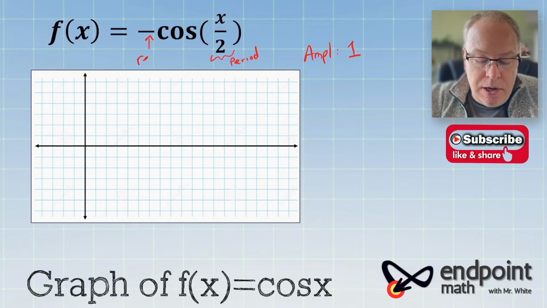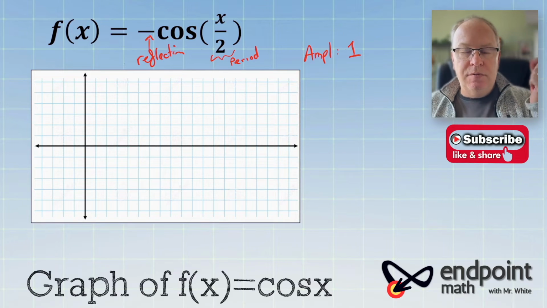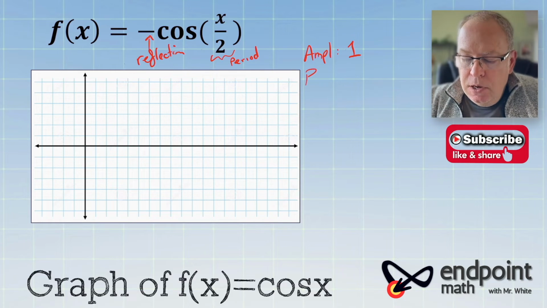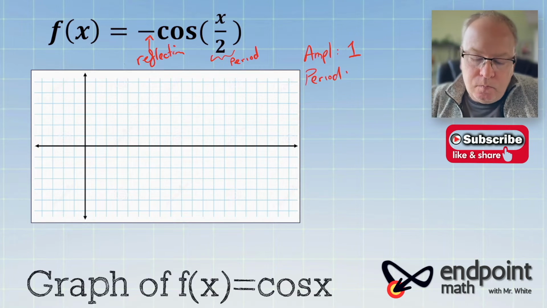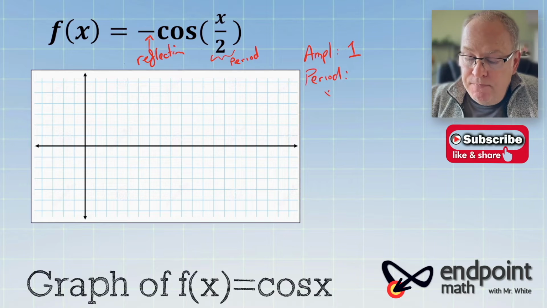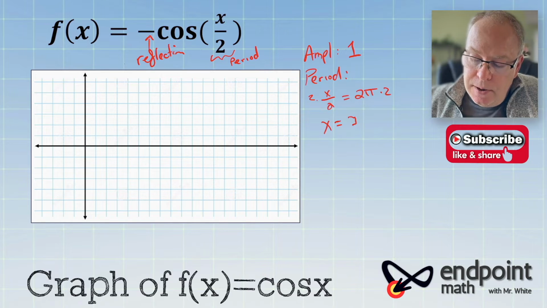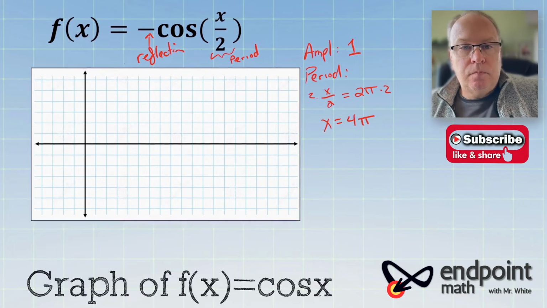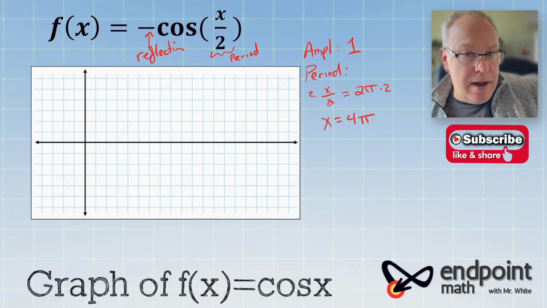It's just going to be a reflection. This whole thing's going to be flipped over, so instead of starting at 1, it'll start at -1. Let's figure out the period. To figure out the period, you take this stuff here and you set it equal to 2 pi, and then we multiply by 2. So x equals 4 pi. This is a very slow graph.